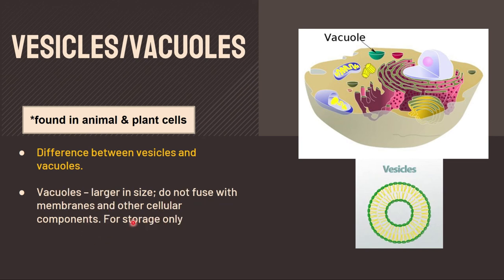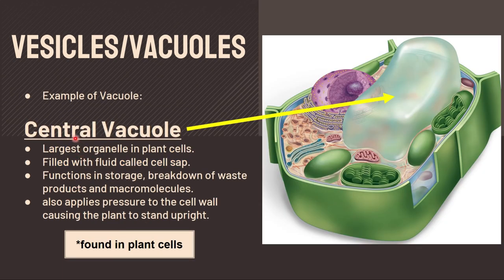So the vacuole does not fuse with this membrane. So its function is for storage only. So we have an example of a vacuole, we have the central vacuole. The central vacuole is found in plant cells. The central vacuole is the largest organelle in plant cells.